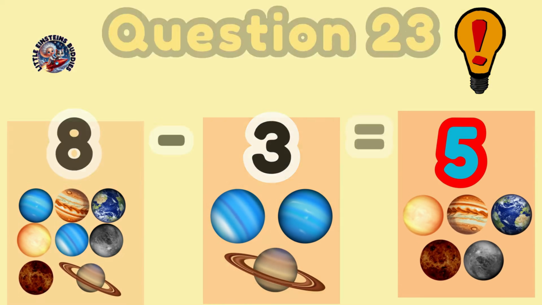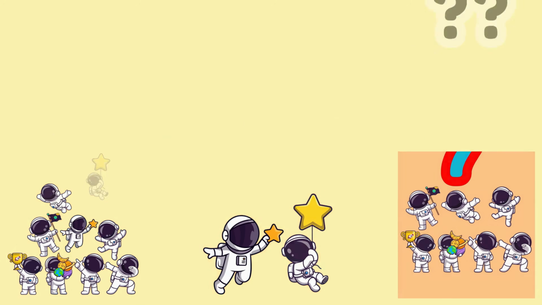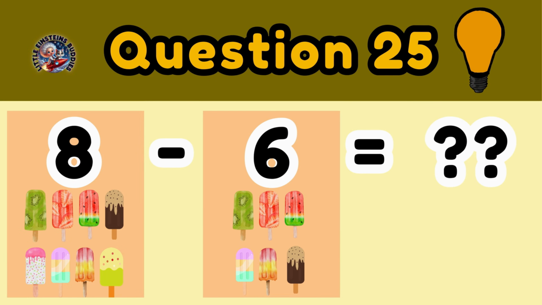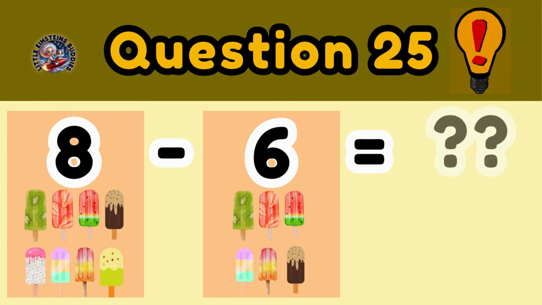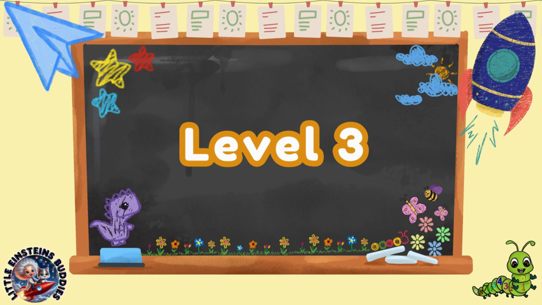Five planets. Question 24. 9 astronauts minus 2 astronauts is equal to. Seven astronauts. Question 25. 8 popsicles minus 6 popsicles is equal to. Two popsicles. Great job! Take a breath and let's continue to level 3.